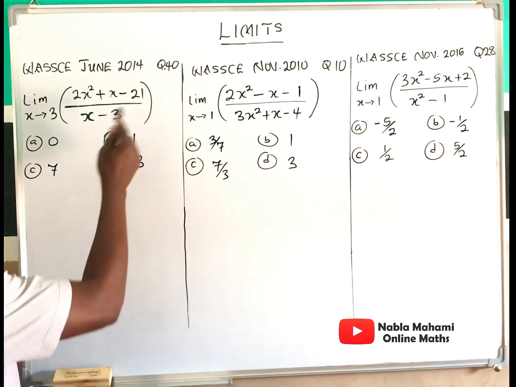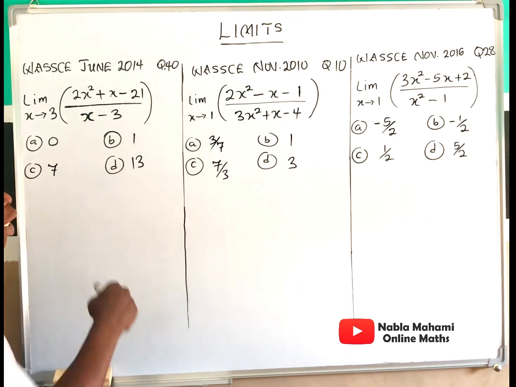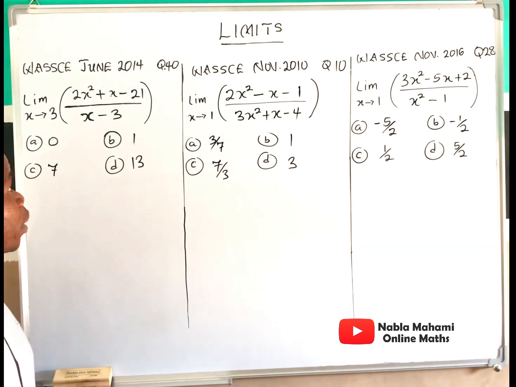But if you are not careful and you do it that way, you think that the answer is A, which is 0. Mostly in limits questions, if you are not careful and you choose 0, you won't get it. So you have to check the denominator first. If it is 0, then you have to simplify it before you can substitute the limit.